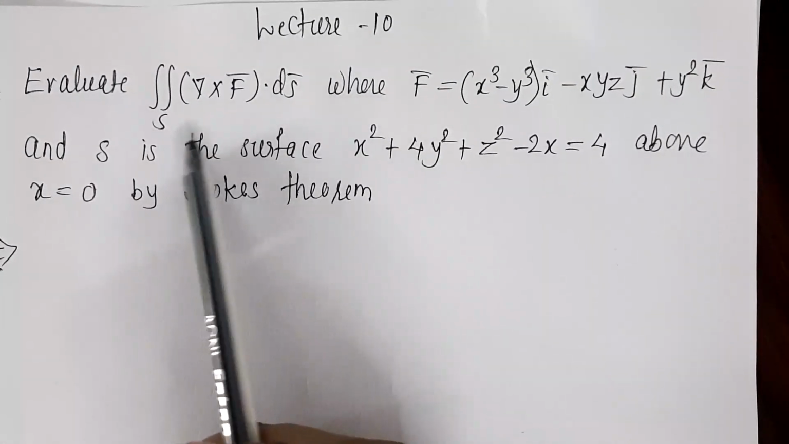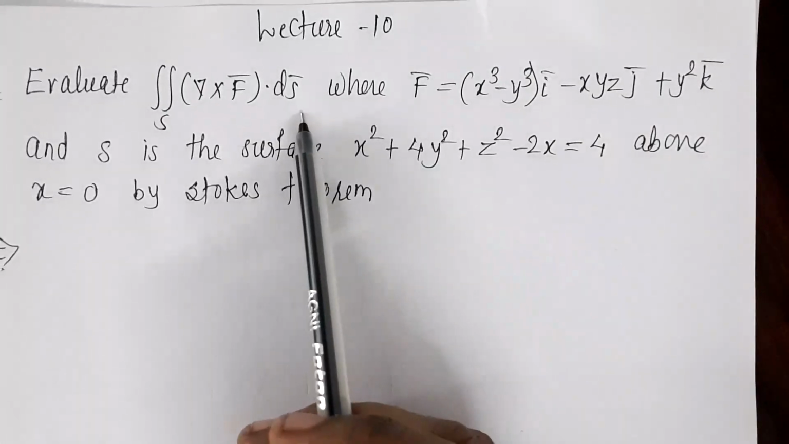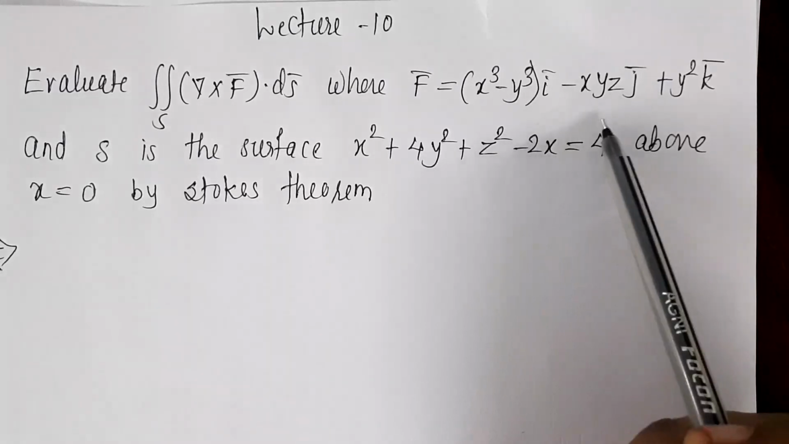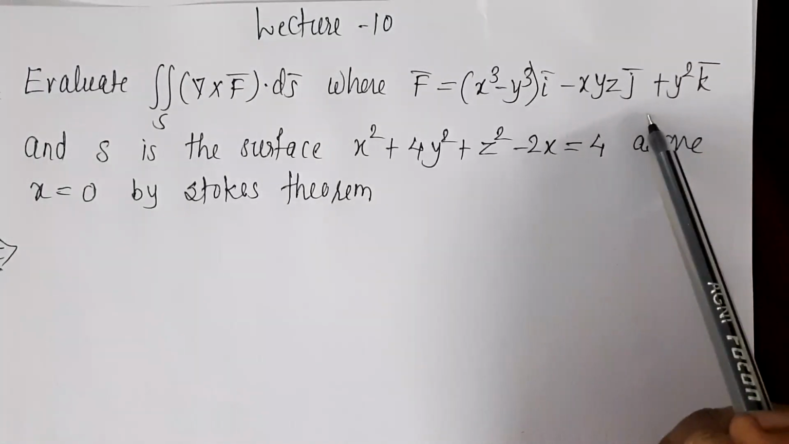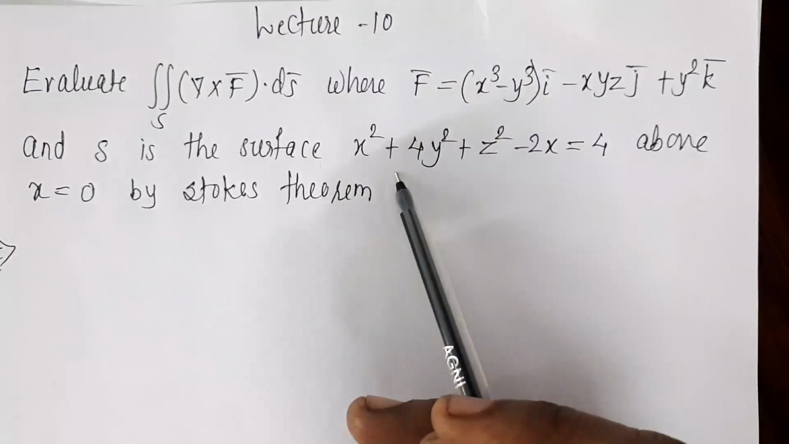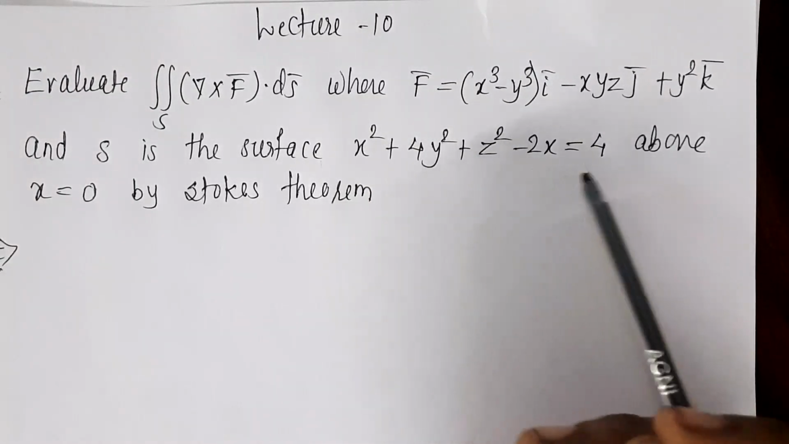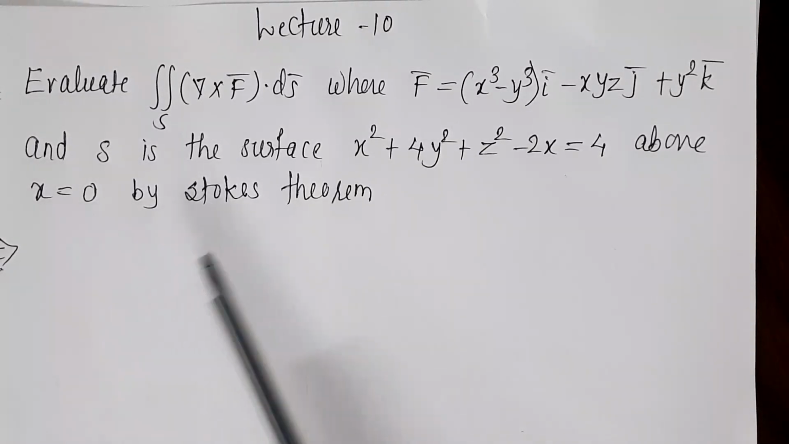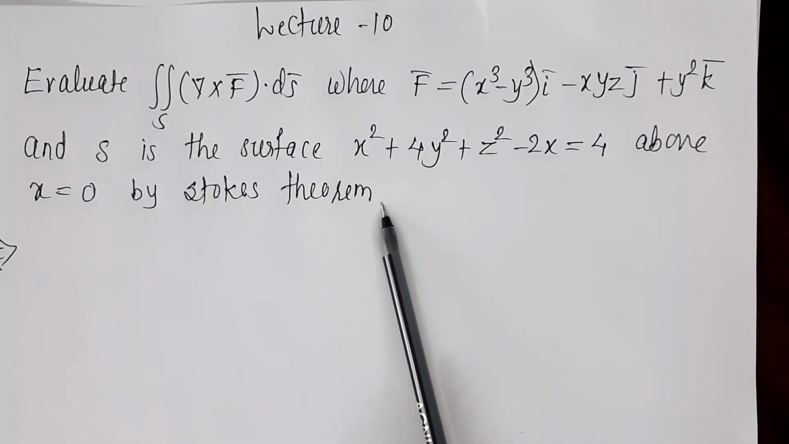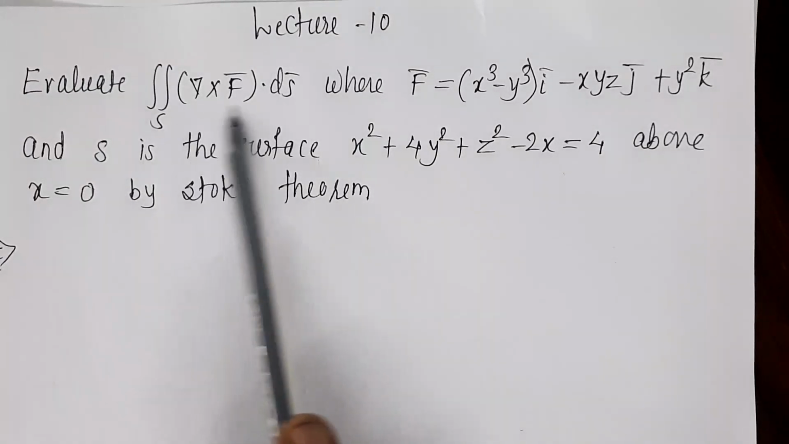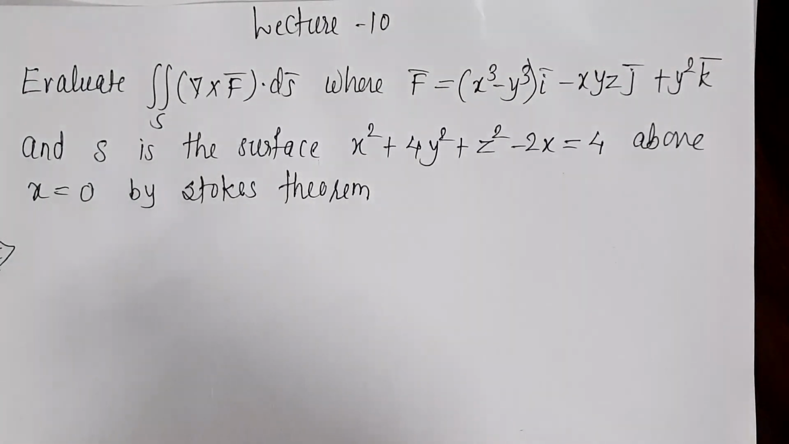Evaluate the double integral over S of del cross f dot dS, where f is equal to (x cube minus y cube) i minus xyz j plus y square k, and S is the surface x square plus 4y square plus z square minus 2x is equal to 4, above x is equal to 0, by Stokes theorem. Now again, the question says by Stokes theorem, which means whatever the given term, we have to use Stokes theorem.